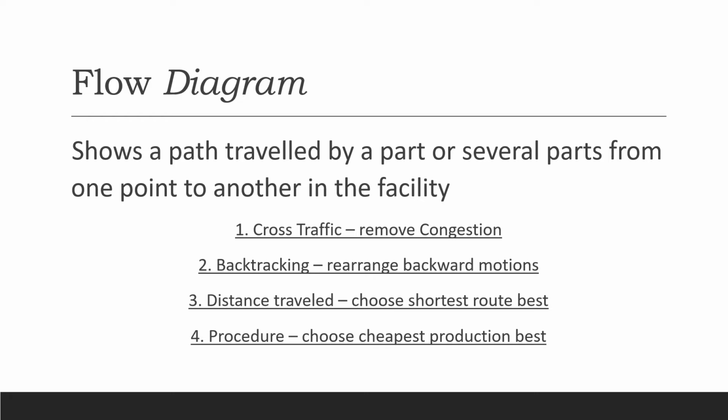A flow diagram is a diagram that shows the path traveled by a part or several parts from one point to another in the facility. We study cross-traffic to see if we can remove congestion in the plant, and backtracking to see if we can rearrange the backward motions in the flow. We analyze distance traveled to choose the shortest route, and then we see the procedure to choose the cheapest production.